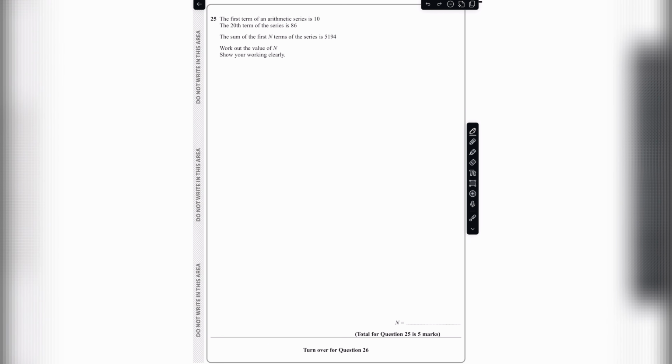In question 25, we are told that the first term of an arithmetic series is 10, the 20th term of the series is 86, the sum of the first n terms of the series is 5194. Work out the value of n.